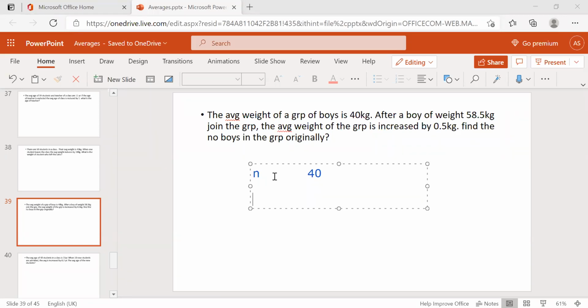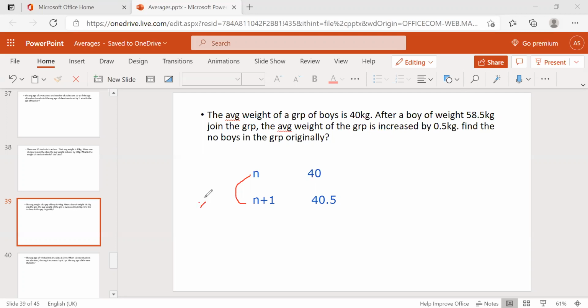After one boy joined here, that is n plus 1. Now n plus 1, what's the average? It increases by 0.5, which means now it is 40.5. Now take the same procedure, just following by, what's the difference here?